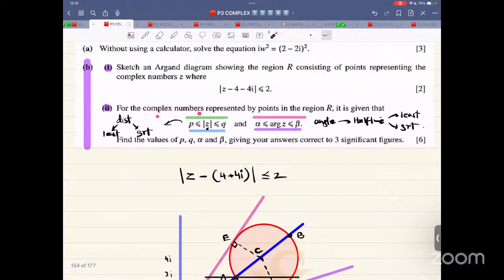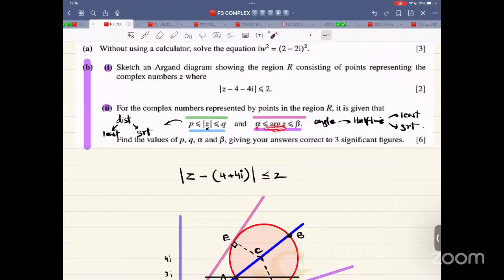For the complex number represented by points in this region, it is given that modulus of z lies between P and Q. In simple words, modulus of z means distance. Distance from which point? From 0, 0. So this is the smallest value. This is the greatest value. You need this. From this outside point, which is 0, 0, to this circle, the least and the greatest value.